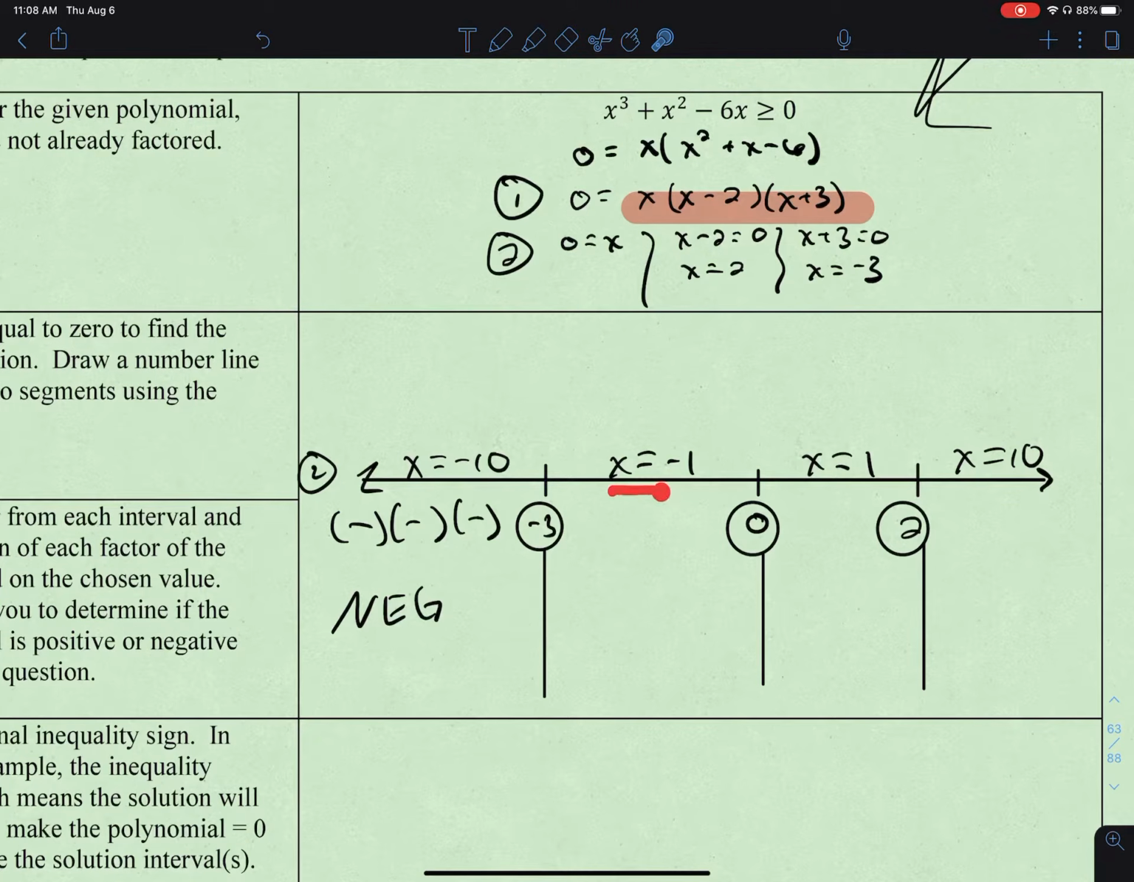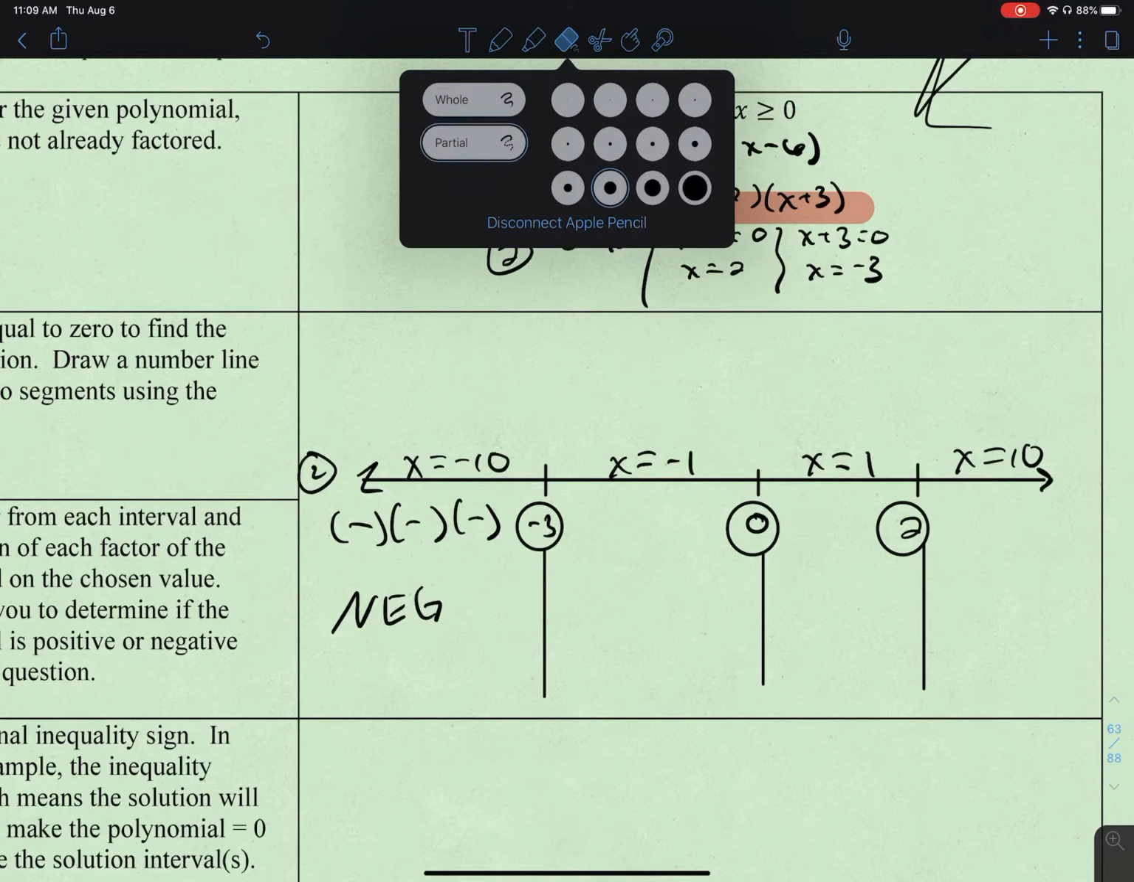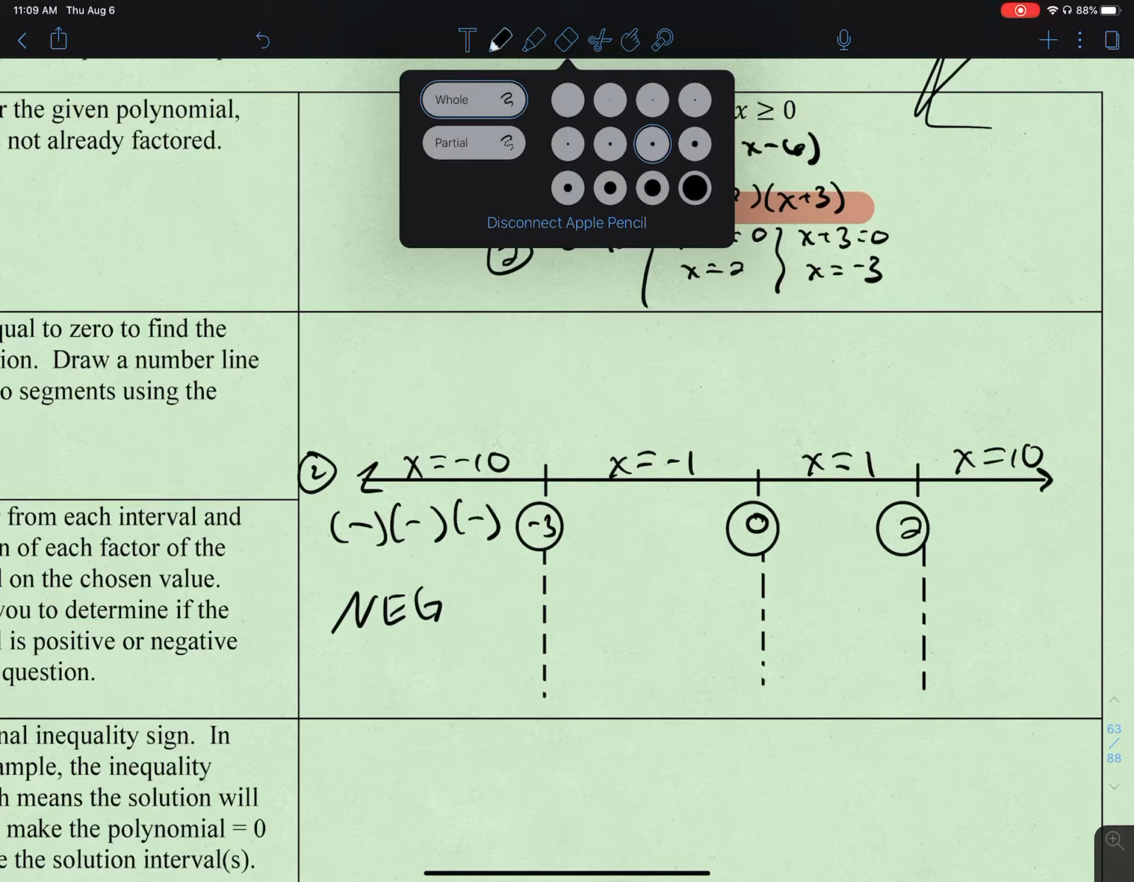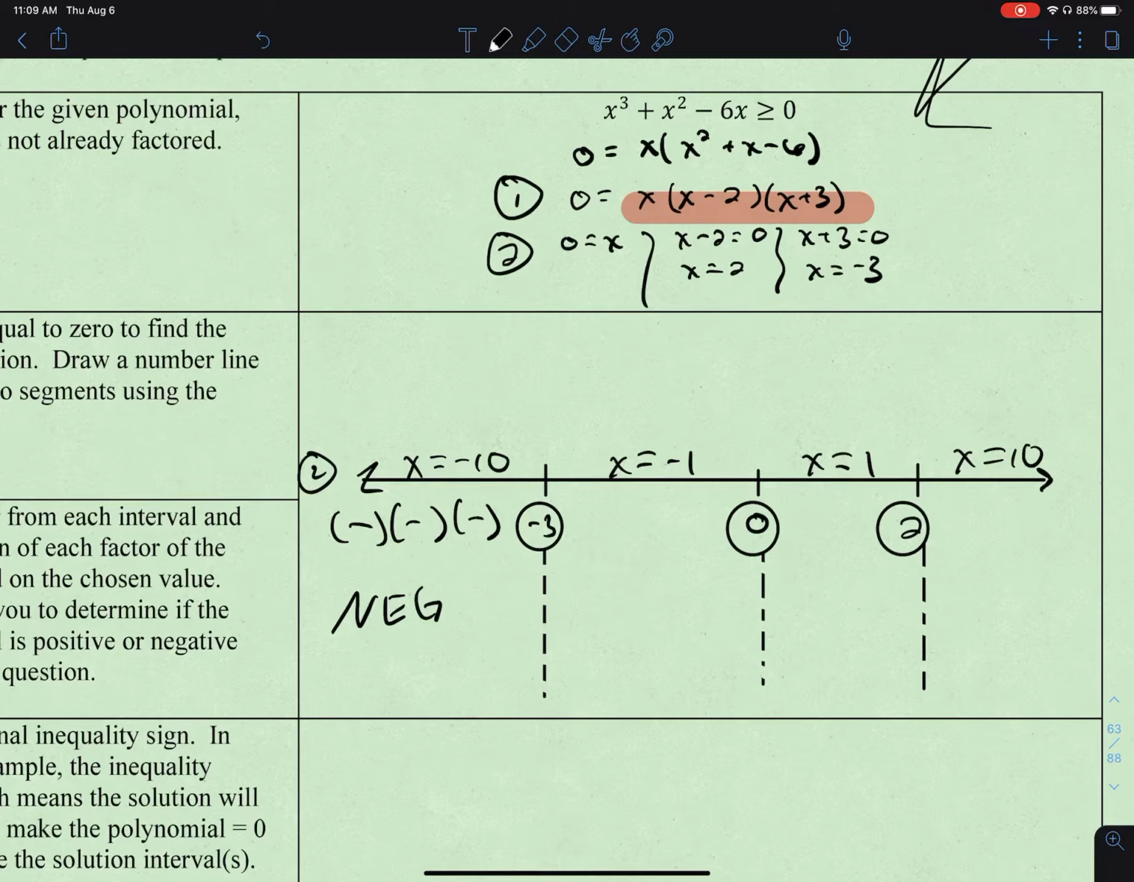All right, so just to be consistent with how I have it on the notes and homework, I made these dashed. There's nuances of why you might want to make it dashed or make it solid. I will ignore those nuances and just always do it dashed. If I put a negative 1 into x, that's going to be negative. If I put a negative 1 into this, negative 1 minus 2, still negative. If I put a negative 1 into this, negative 1 plus 3, well, that's positive. If you multiply two negatives and a positive, you're going to get a positive answer.